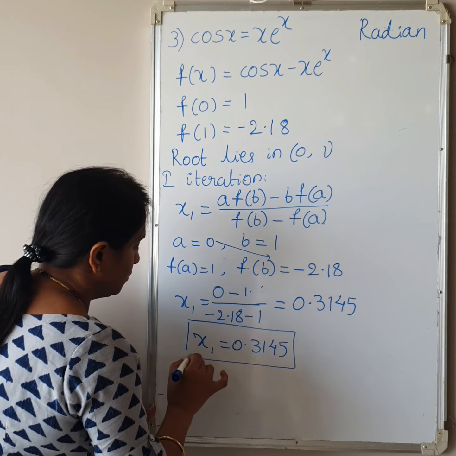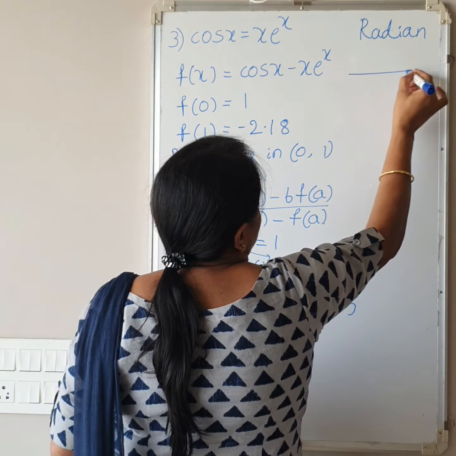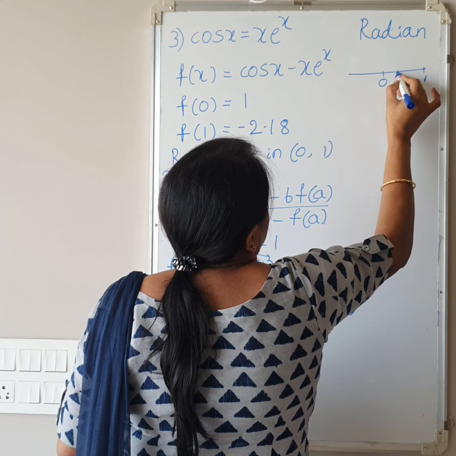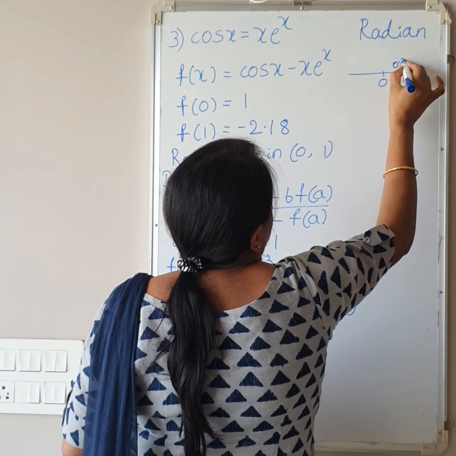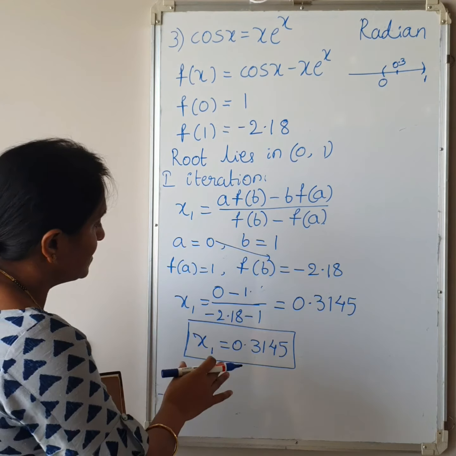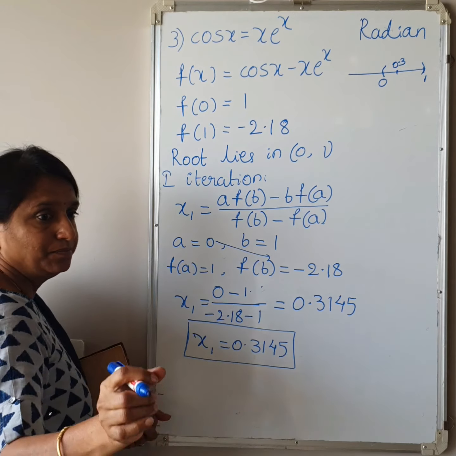Interval is 0 to 1. 0.3145, it lies in this interval. 0.3, somewhere it will be here. So it lies in the interval. So our answer is correct. This is first iteration. Let us take second iteration.